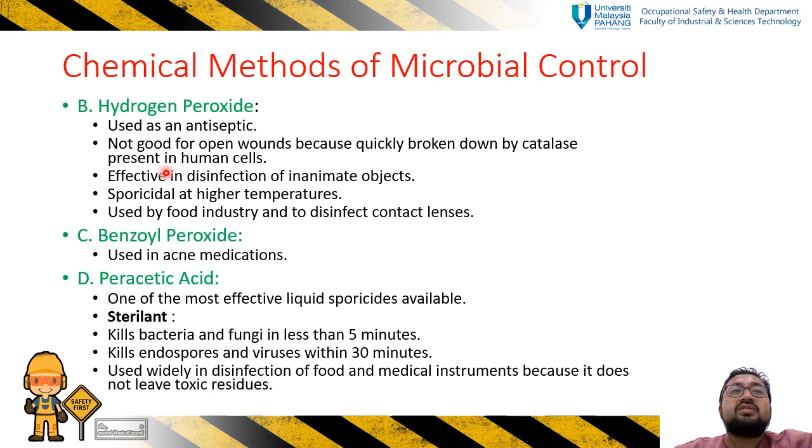And then we've got hydrogen peroxide, used as an antiseptic, not good for open wounds because quickly broken down by catalysts present in human cells, effective in disinfection of inanimate objects, sporicidal at high temperatures, used by food industry and to disinfect contact lenses. Kita ada benzoyl peroxide yang kita gunakan untuk buang jerawat. Okay, and then we've got peracetic acid, one of the most effective liquid sporicides available. Sterilant, kills bacteria and fungi in less than 5 minutes, and the spores and viruses within 30 minutes. Widely used in disinfection of food and medical instruments because it does not leave toxic residue.